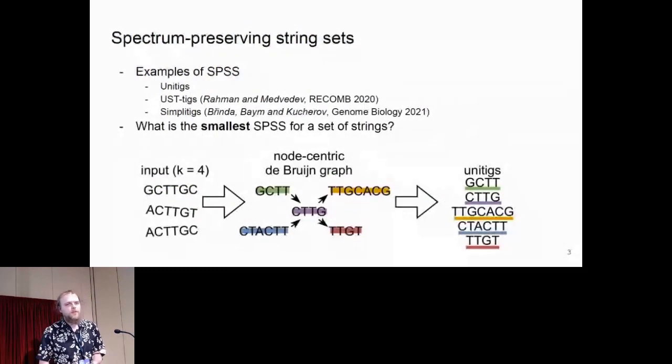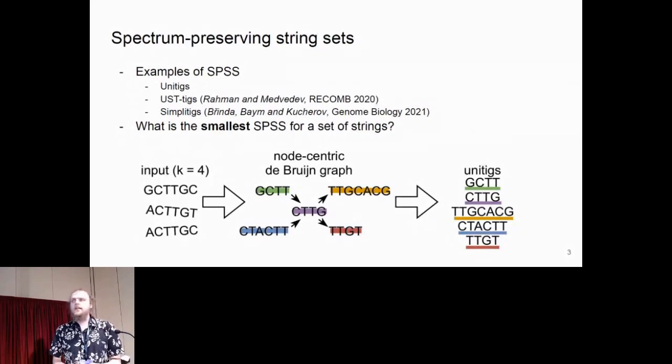Examples of SPSSs include unitigs. The unitigs of the de Bruijn graph are automatically an SPSS by definition. Then we have these 2 methods called UST-tigs and simplitigs. These are methods which take the unitigs and stitch them together to form longer strings. This doesn't change the set of K-mers represented, so therefore the spectrum is preserved. So these are also SPSSs, but they have a smaller size than the unitigs. But they are not optimal.